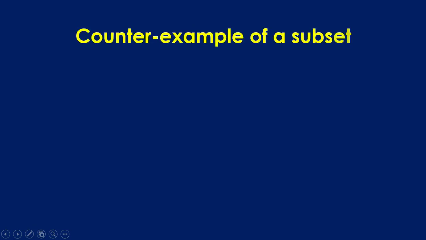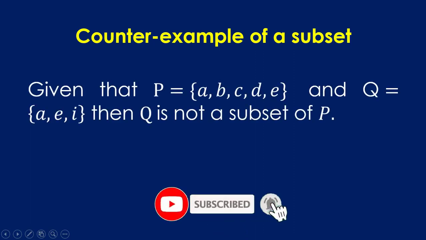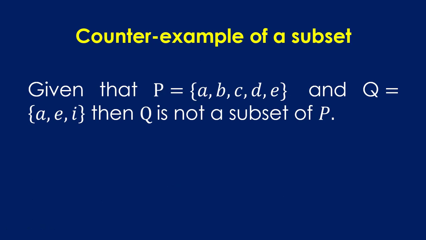Now let's look at some counter examples of a subset. Given that P is equal to A, B, C, D, E, and Q is equal to A, E, and I, then Q is not a subset of P. Why? You do realize that yes, A and E are members of P, alright, but I is not a member of P. That simply implies that Q is not a subset of P, or better still, P is not a superset of Q.